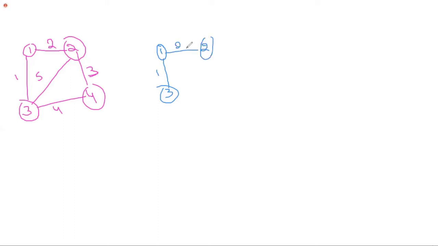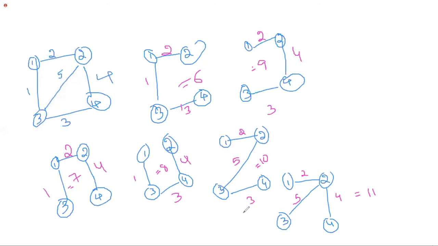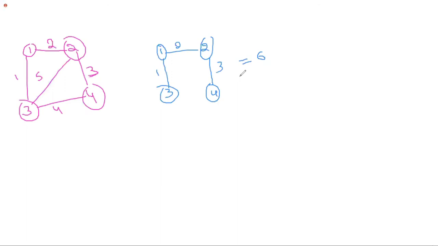Now 1, 2, 3 are the known vertices. The possible ways are 5, 4, 3. Among 5, 4, 3, 3 is the minimum, so I can move from 2 to 4. The overall cost is 6. So among all the possible solutions, 6 is the minimum one. Without constructing so many spanning trees and checking which gives the minimum, we have a prescribed procedure where we can get the minimum cost directly. That is Prim's, which gives 6. We got the same answer.